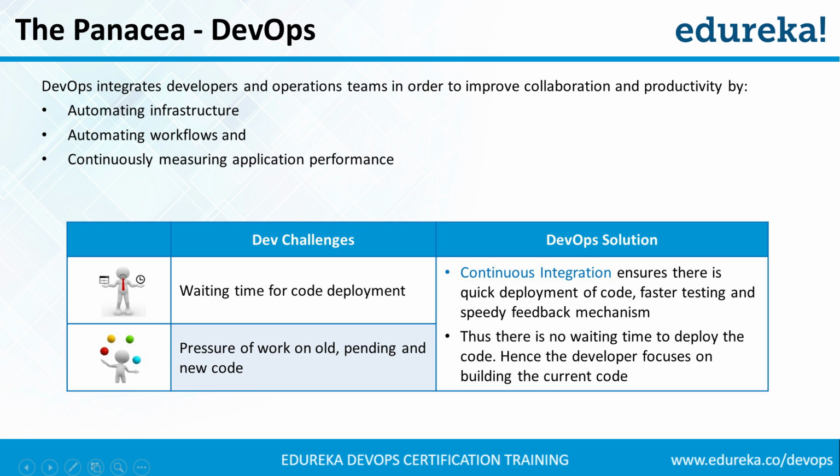Again, in CD, C stands for continuous, and D stands for deployment. There is again something called delivery. Slight difference, but people generally merge delivery with deployment. It's fine. It's not a hard-coded definition anywhere. I'll come to that when we talk about CI/CD.